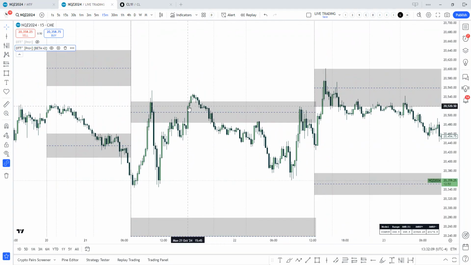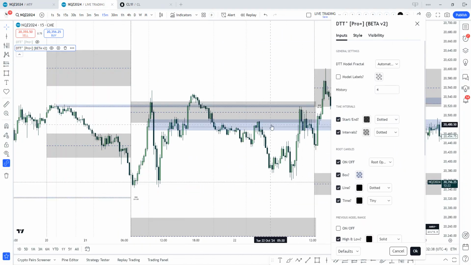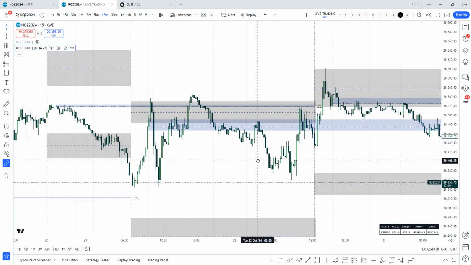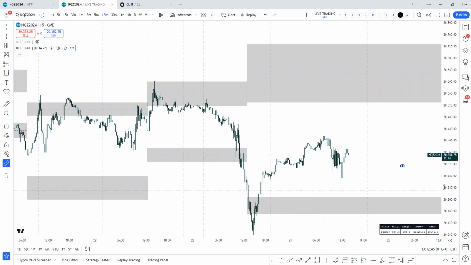Just seeing this, being new to ICT or even DTT, this is probably the biggest aspect of it. You look for trade ideas here. If I know I'm above, I'll look to short. I could short into key levels, look for liquidity pools. I can also use the root candles if I turn that on to target root candles as well, right here. But I think that's the biggest factor, and I hope that answered the question, Josh.